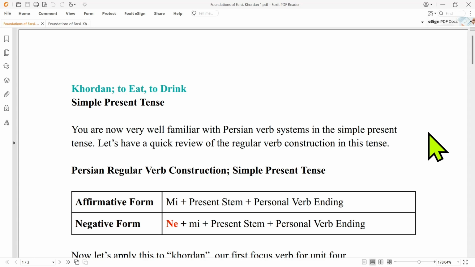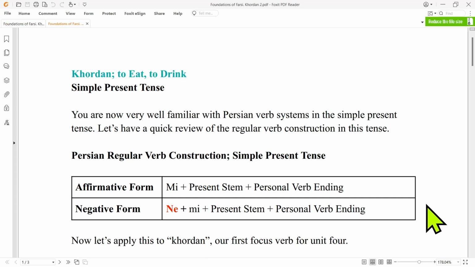So for Persian regular verbs, we start with me, we continue with the present stem, and we end with the personal verb endings for the affirmative form. And we add ne for negation.